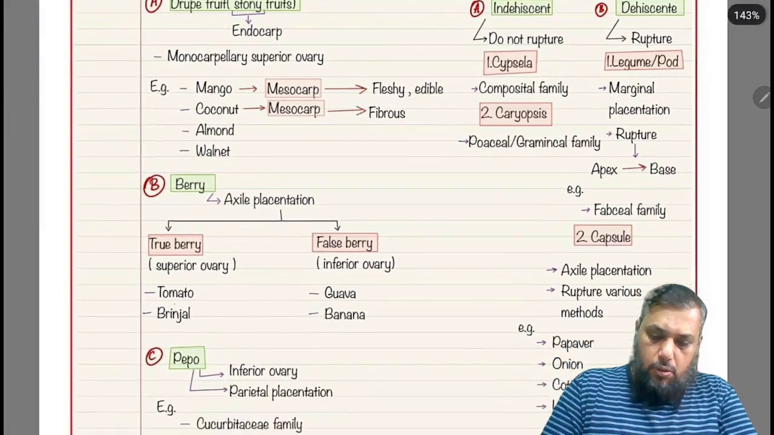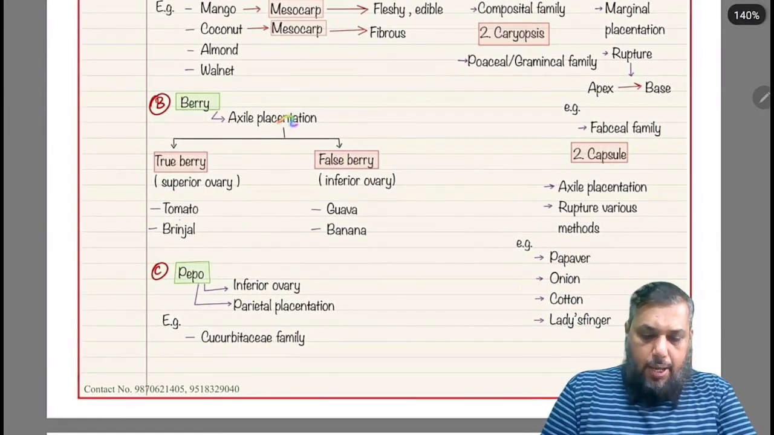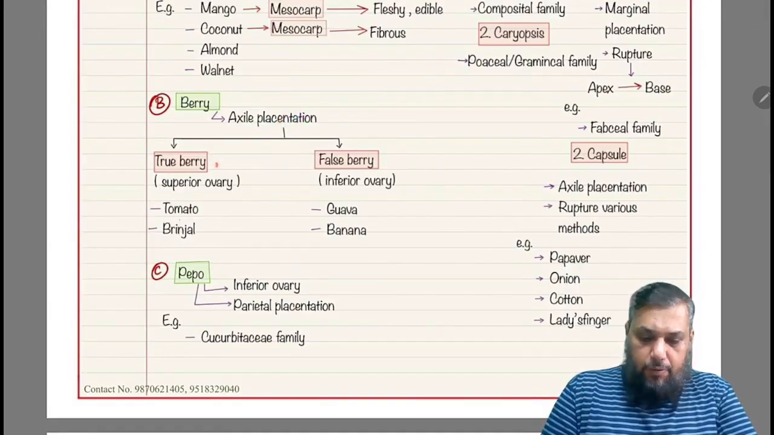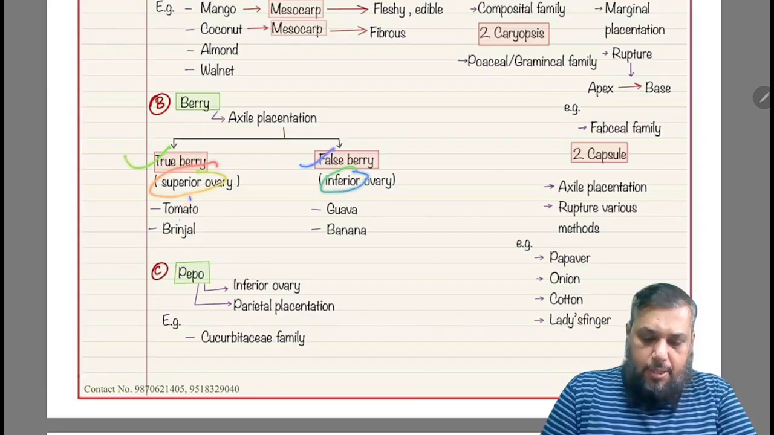Berries are those fruits which develop from axile placentation. If they develop from superior ovary, it's a true berry. Inferior ovary is a false berry. Just remember the examples: tomato, brinjal, true berries; guava, banana, false berries. Okay.